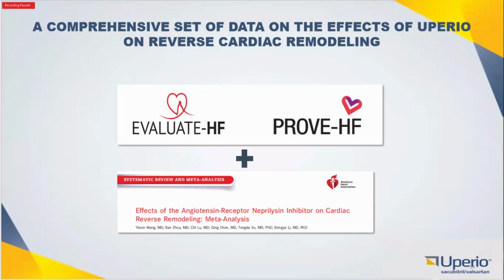So this is looking at a comprehensive set of data on the effects of Uperio to reverse cardiac remodeling. And these two studies we'll look at are the Evaluate HF and the Prove HF, which look at the effects of angiotensin receptor neprilysin inhibitor, otherwise known as ARNI, on cardiac reverse remodeling. It's a meta-analytic study. Next slide.